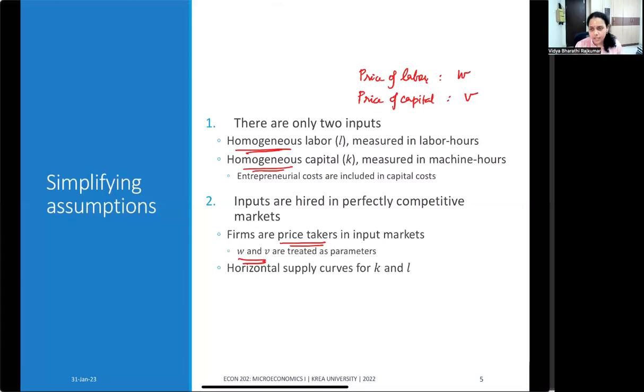And the next point is just a technical point, which is that any good that is sold in a perfectly competitive market will have a horizontal supply curve. I'm not going to go into detail there. We'll cover that later in perfect competition.